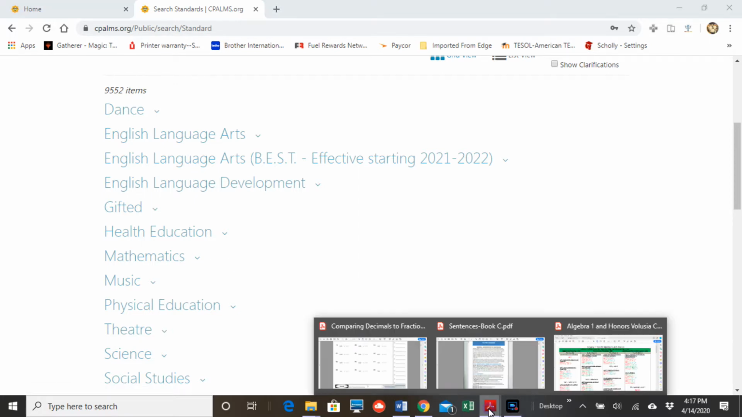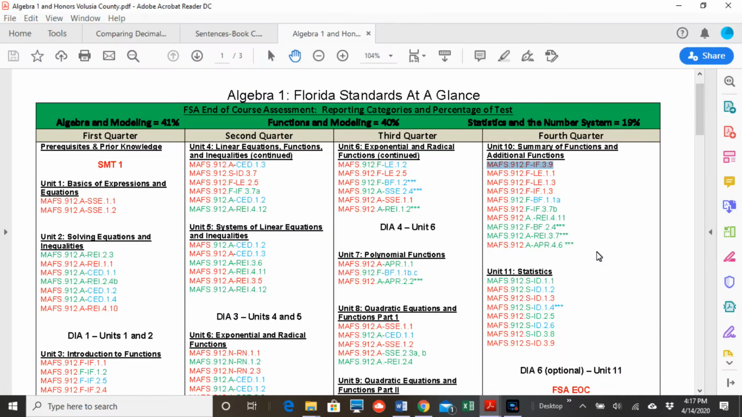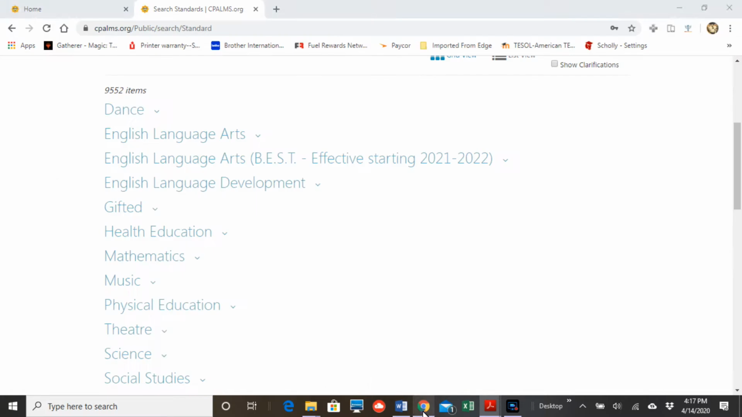So I found the curriculum for Algebra 1, okay? So this is the fourth quarter. This is the coursework for this 9 weeks. These are the state standards, okay? You're going to use these state standards in CPALMS.